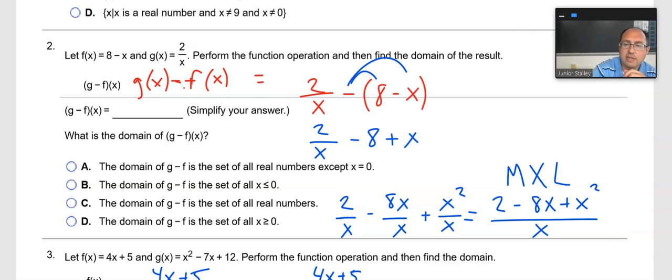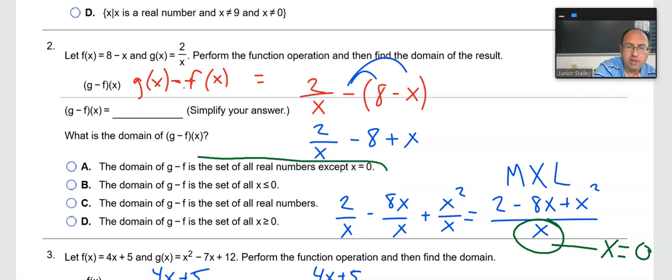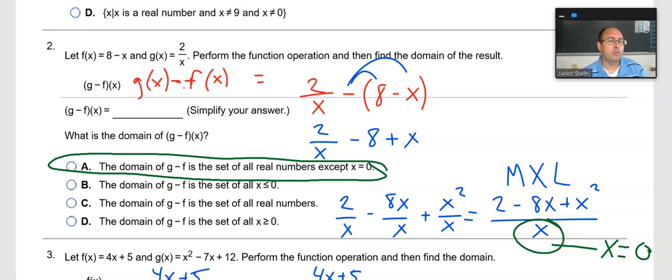Now, look at that denominator. What's the only number in the universe that you can't put in there? Remember, you set all the factors in the bottom equal to 0 and solve. There's not a whole lot of solving there. It's already equal to 0. So we want everything in the universe except for 0 itself.